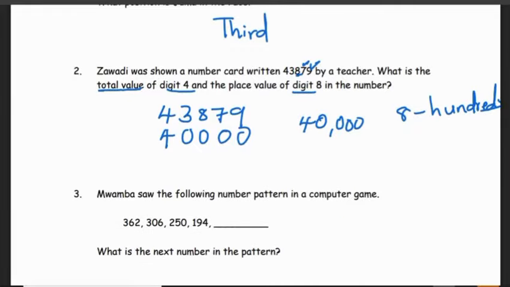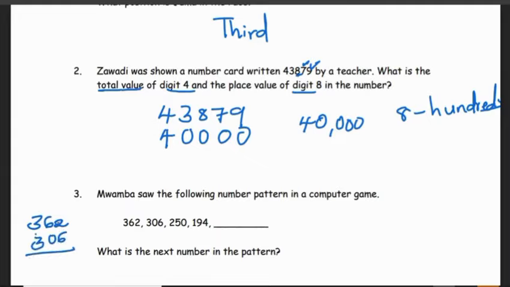Mwamba saw the following number patterns in a computer game. What is the next number in the pattern? So the first thing, we check the numbers. Are they increasing or are they decreasing? Correct. They are decreasing in value. From 362 to 306, we can see they are decreasing in value. So let's subtract the first two numbers.